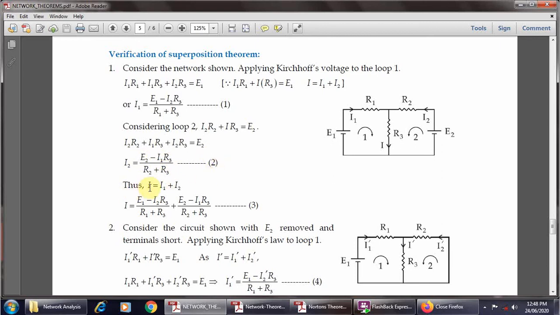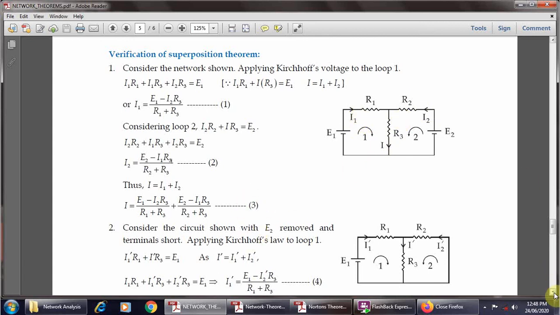Thus I is equal to I1 plus I2. Therefore I is equal to E1 minus I2 R3 upon R1 plus R3, plus E2 minus I1 R3 upon R2 plus R3. According to Kirchhoff's current law, the incoming current is equal to the outgoing current, so I is equal to I1 plus I2. This is equation number 3.